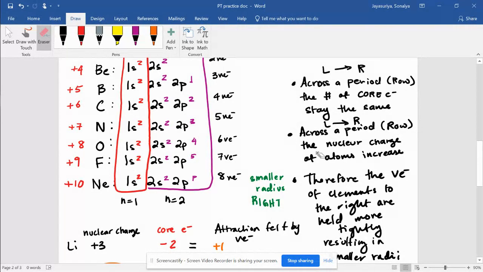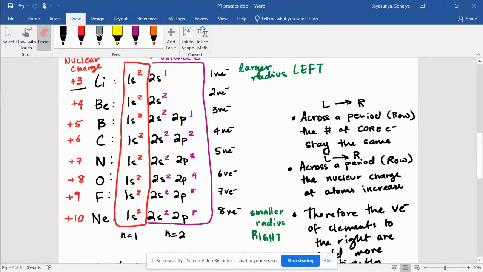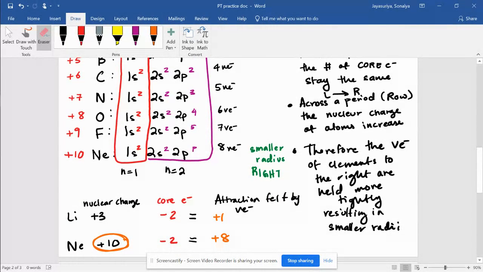Across a period, the nuclear charge of atoms increases. That we can see as well. Starting from lithium going down to neon, the nuclear charge is increasing. Because the core stays the same, but the nuclear charge increases, the valence electrons of elements to the right of the periodic table are held more tightly, resulting in smaller radii.